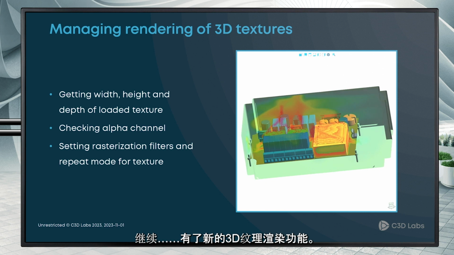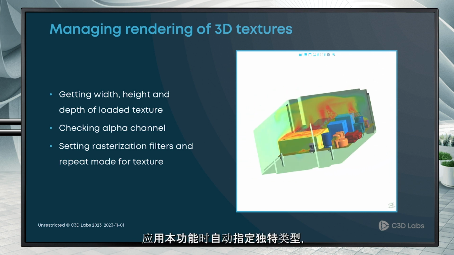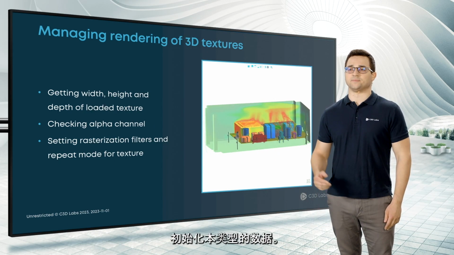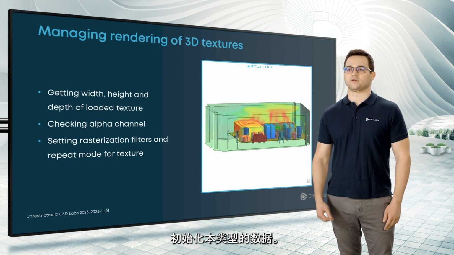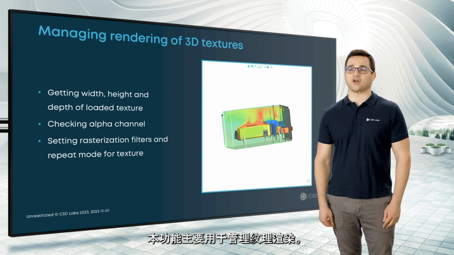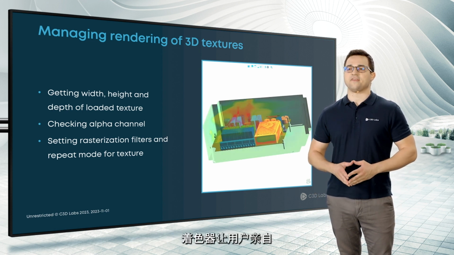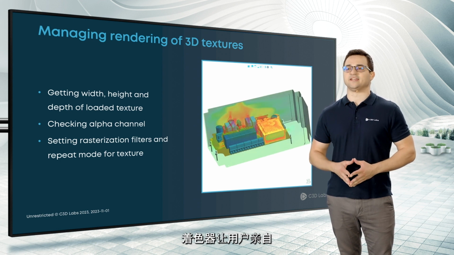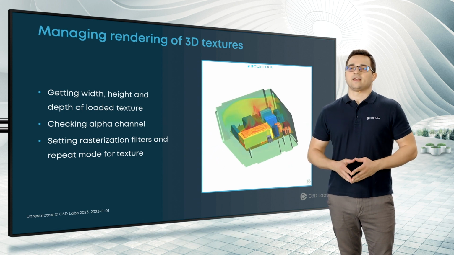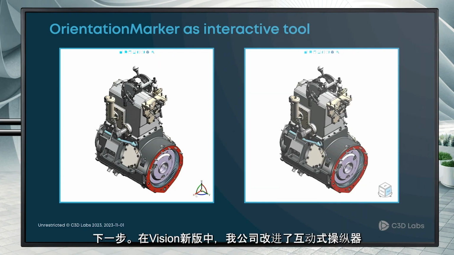So next, there is a new ability to render a 3D texture. To work with this functionality, it provides a special class. You can initialize the data of this class using a bitmap, texture, or other image format. The main idea of this functionality is to manage rendering a texture on your own. It becomes possible thanks to the use of shaders. They allow the user to independently control the texture rendering parameters in real time. The short video shows how the texture functionality works. Moving to the next part.